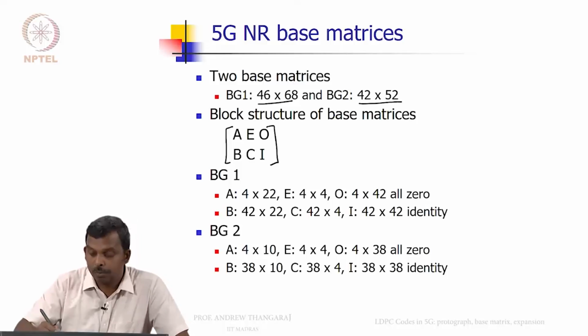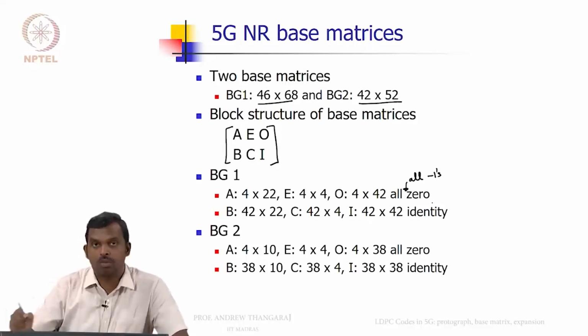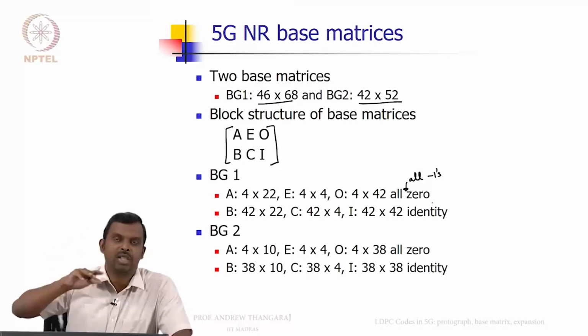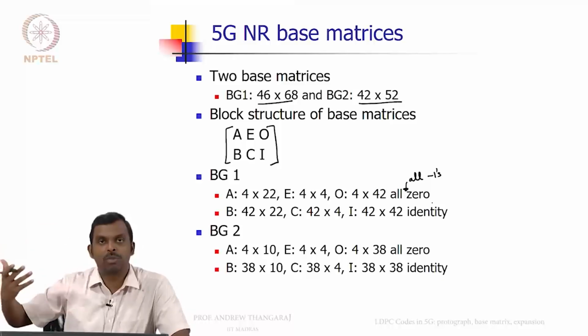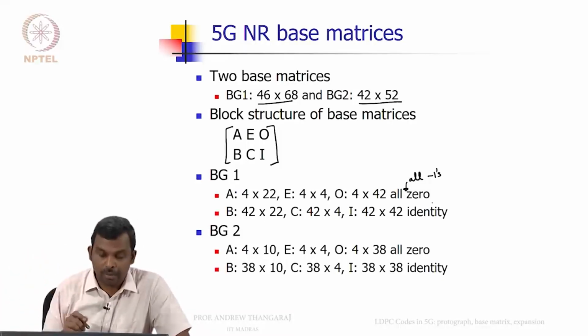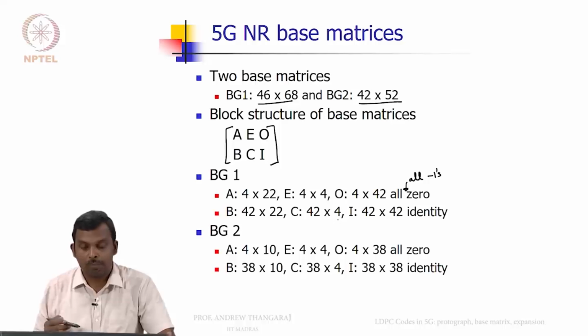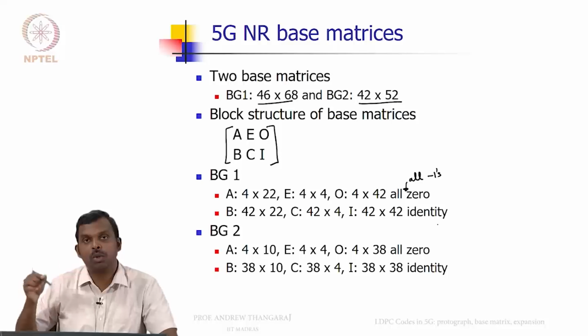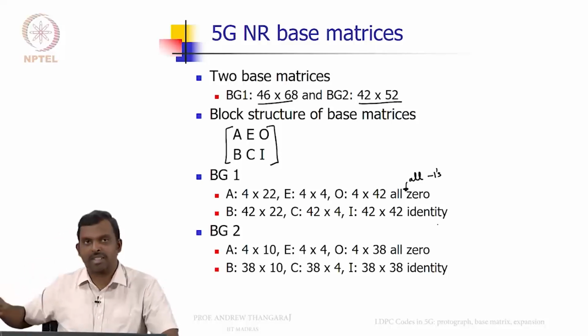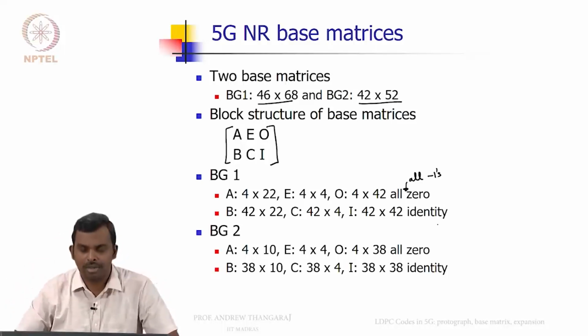When I say all 0, I should be careful here. It is actually all minus ones, remember. So in the base matrix it's all minus 1, and when you expand, it gets replaced by the all 0 matrix. B is 42 by 22, it's much larger, right? C is 42 by 4. And the I part is actually an identity, 42 by 42, it will have an identity structure. I'll show you some examples later on.